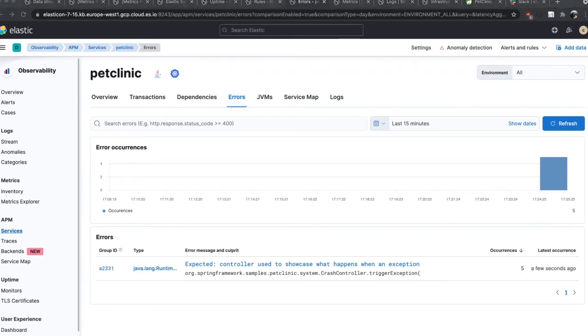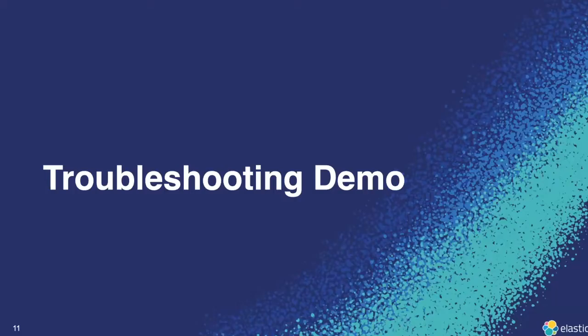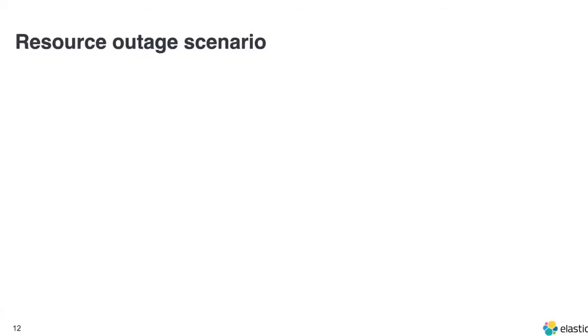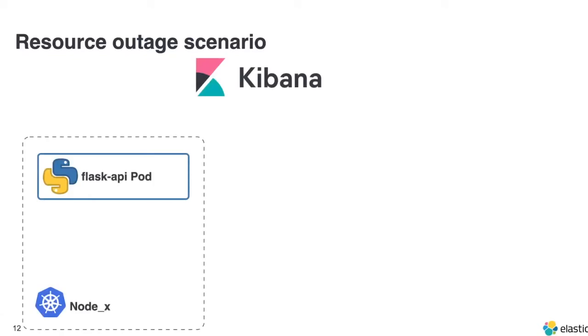Let me quickly switch back to my presentation. And here we have the troubleshooting demo. We will have a resource outage scenario. For this scenario, we will be using the Flask application that I showed previously. This specific application is CPU sensitive. This means that each time we hit the API of this application, the application will check the host's CPU utilization. And if it finds it above a specific threshold, then it will return an error.